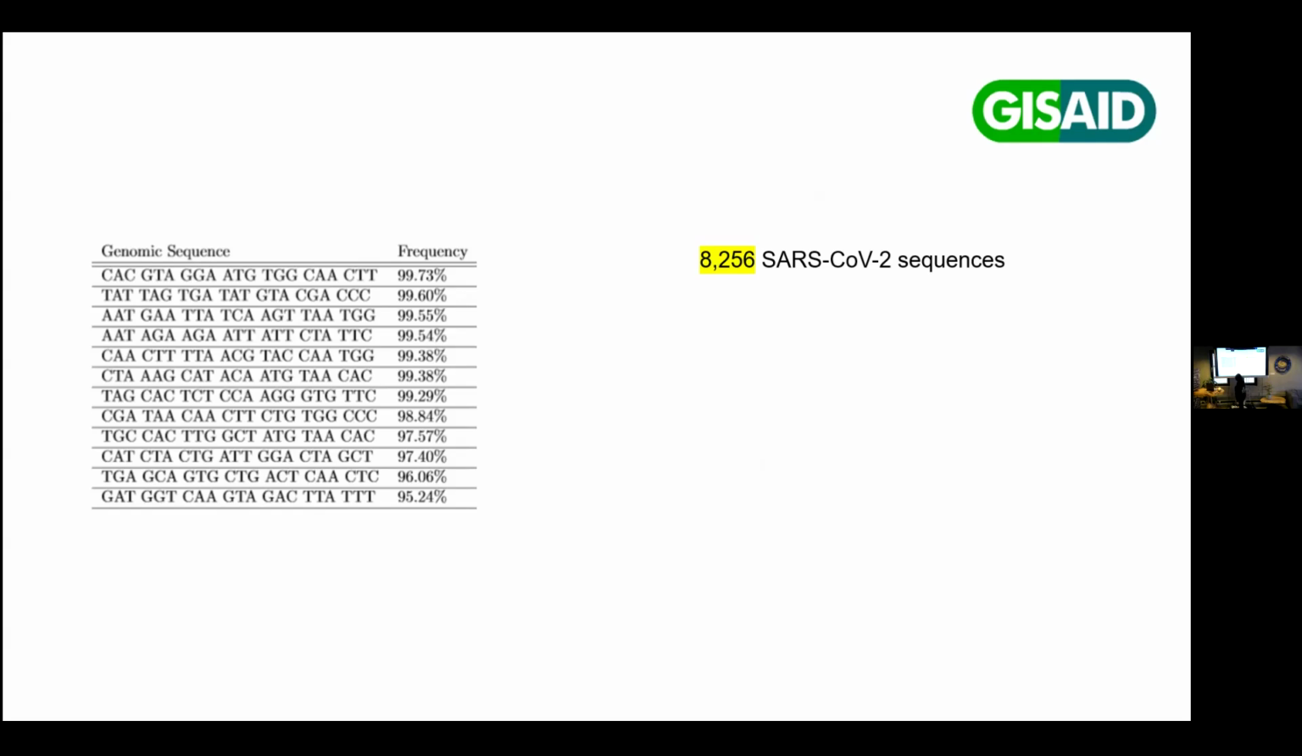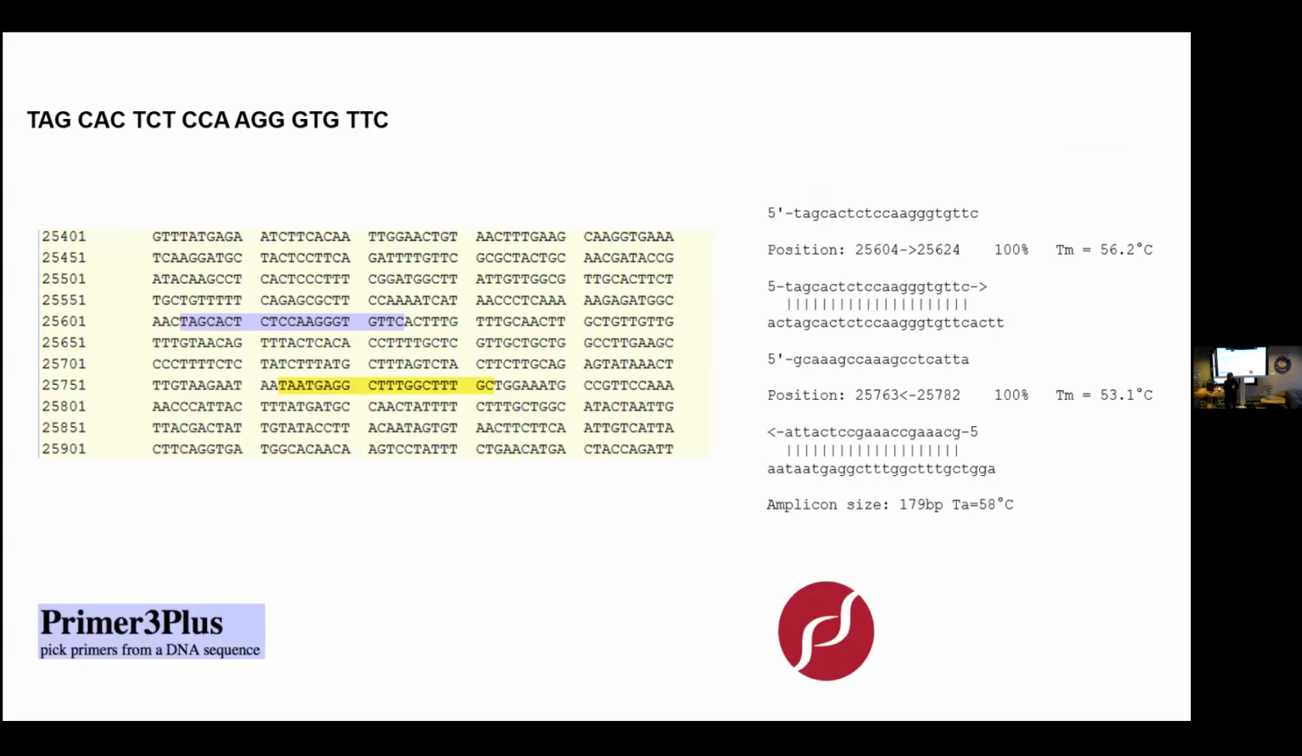So these sequences, we can use them. And then having these sequences, we can simulate it in primer 3+ and generate already a PCR test kit, which is what we did. We generated a PCR test kit that could be used.